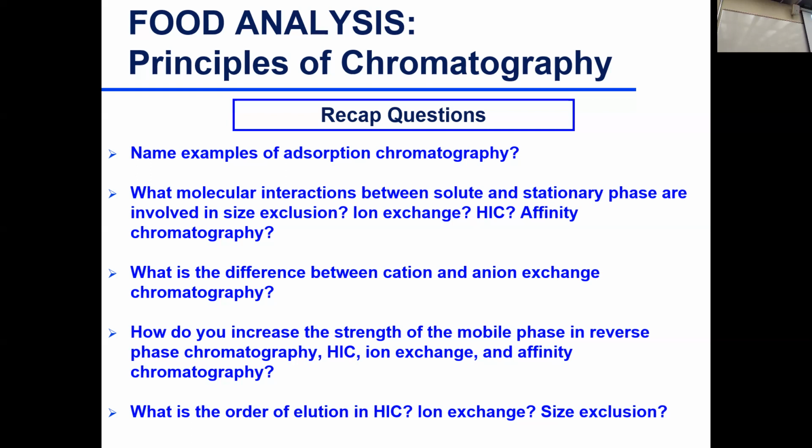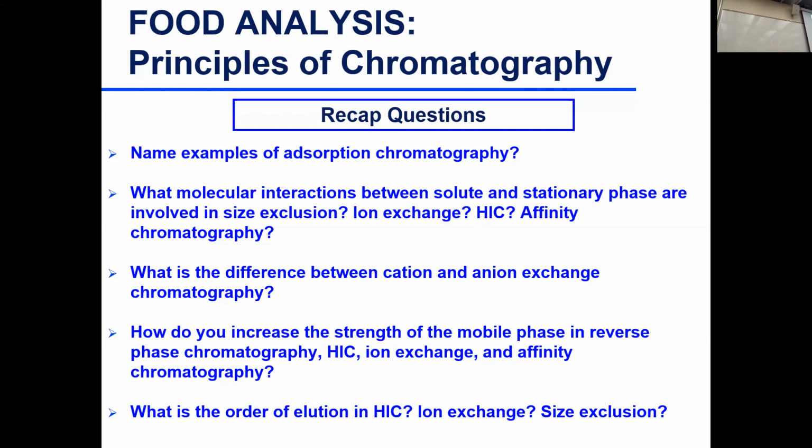What about normal phase? How do you increase the strength in normal phase? Yes, Elizabeth? Add more water. Because in normal phase, we start with a polar stationary phase and an organic non-polar solvent. So we increase the strength by adding water, increasing the concentration of water.